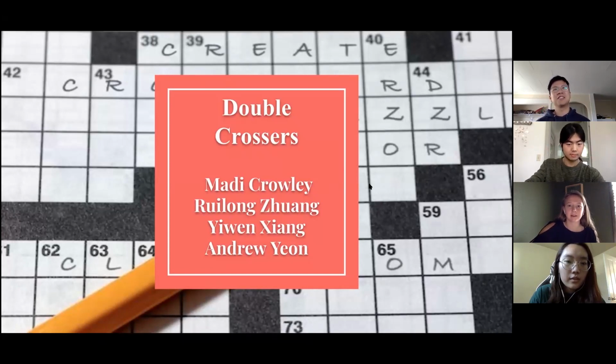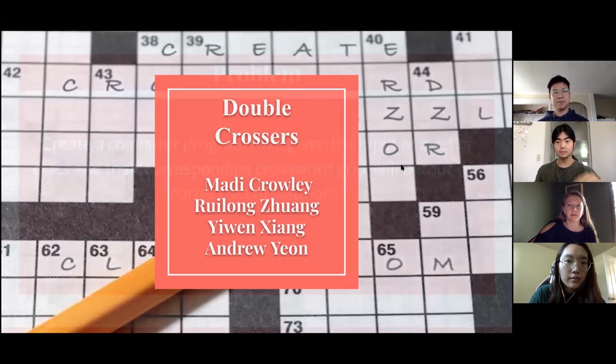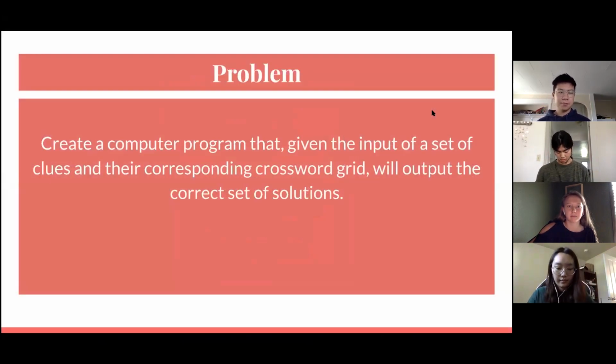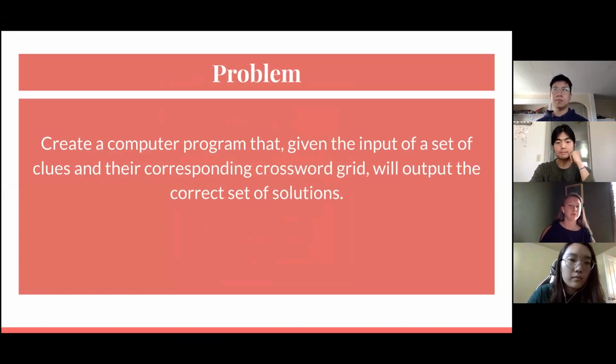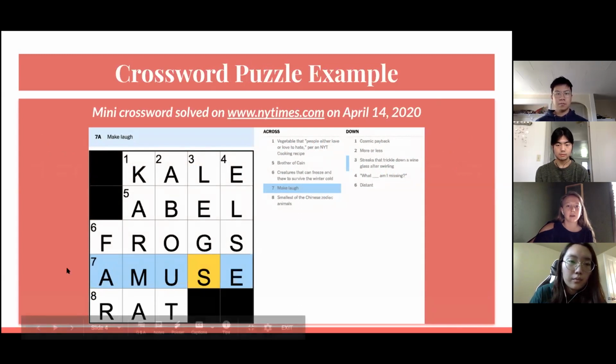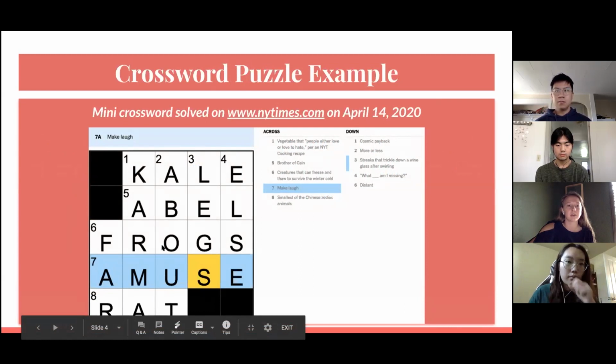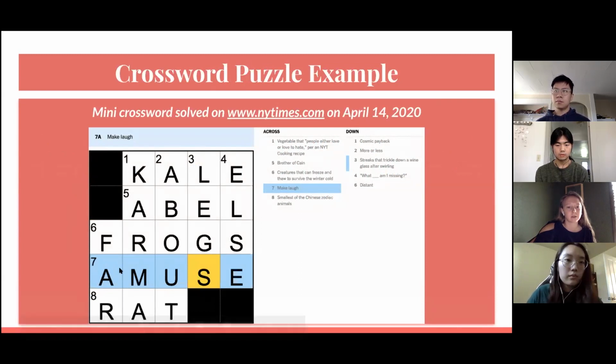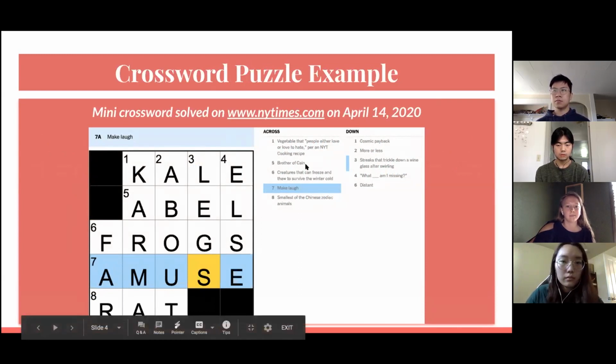All right. So first of all, we're going to talk a little bit about the problem that we were tasked with solving. We were asked to create a computer program that, given the input of a set of clues and the corresponding crossword grid, would output a correct set of solutions to the grid. Here we just have a little example. This is a New York Times mini puzzle. This is the format that we were looking at throughout most of the solving of our project.